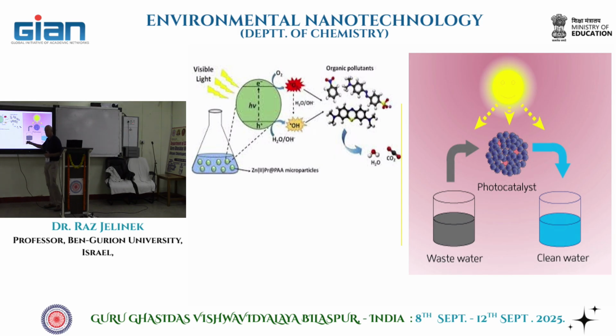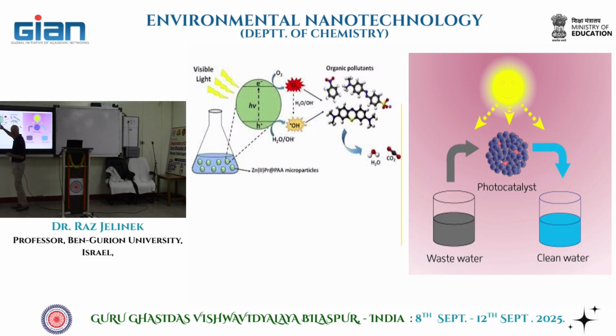We have wastewater, dirty water, water with various organic pollutants. We put inside the water photocatalyst, nanoparticles that are able to generate electrons because we shine light on them.